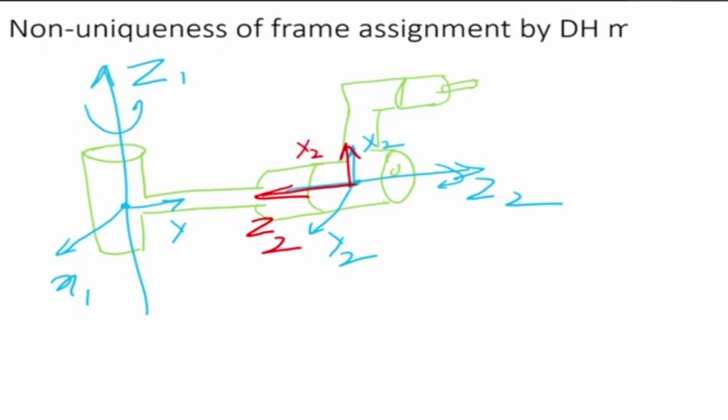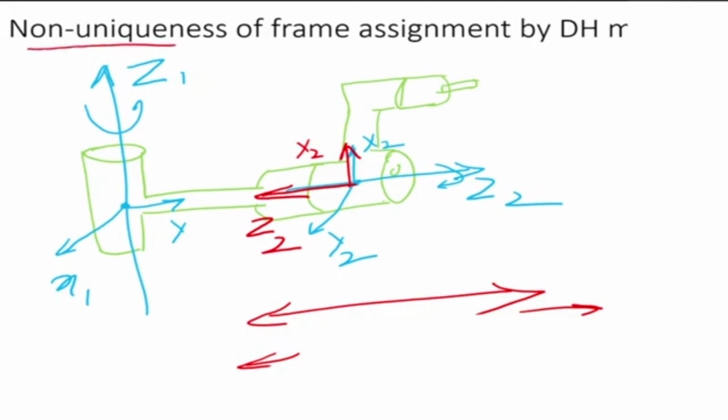Okay, why? Because this axis here goes in this direction and also this direction to infinity, so it could be pointing this side or it could be pointing this side. It's the same thing. So this basically shows that the assignment of DH parameters is not unique, but the answer will be the same.